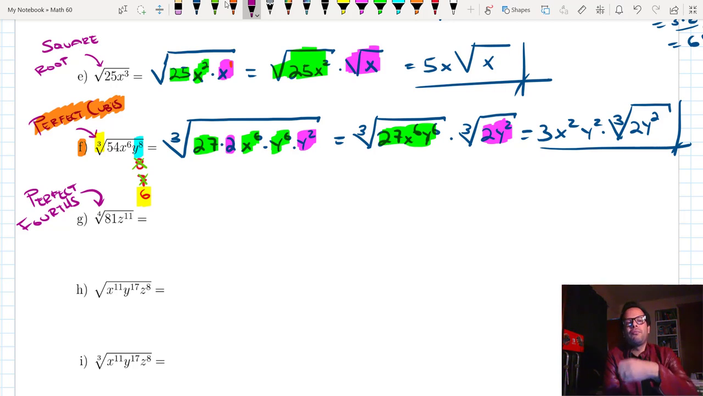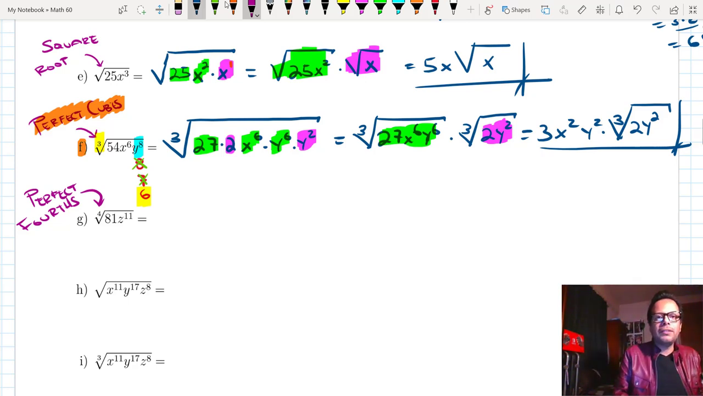Let's try 2. 2 times 2, that's 2 squared, that's 4, times 2 is 8, times 2 to the 4th power, that's 16. No, we need to try a larger number. 3 squared is 9, times 3 is 27, times 3 is 81. That's the one. Actually, this is a perfect fourth. We don't need to break it up into anything. So this is what we do.